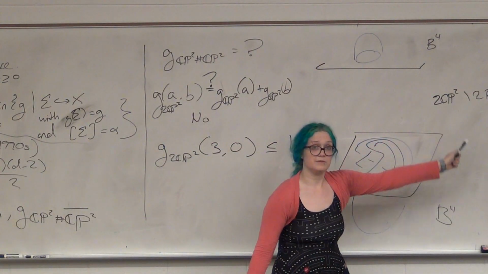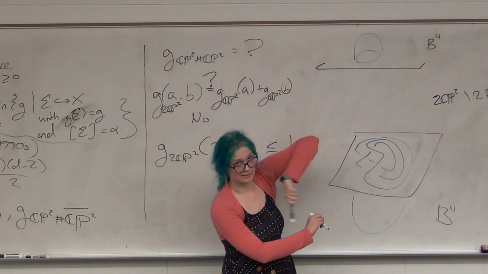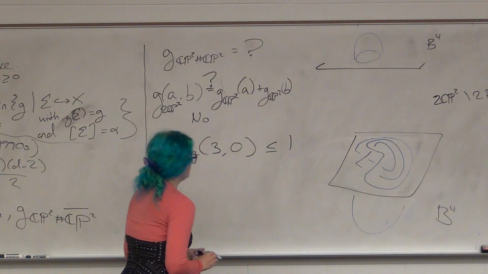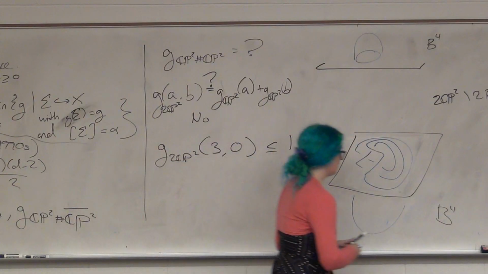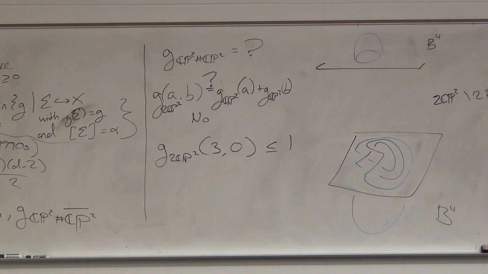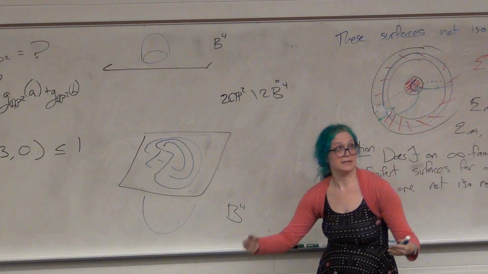2CP2 minus 2 4-balls. And the boundary needs to be 2 unknots. Okay, so what am I going to do? Well, to build 2CP2, what I do is attach to this bottom B4, the 0-handle, 2-handles, which are each attached to unknots that are split from each other. They're each attached with framing 1.